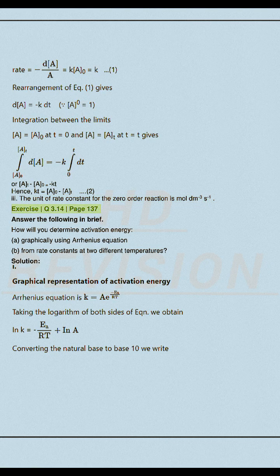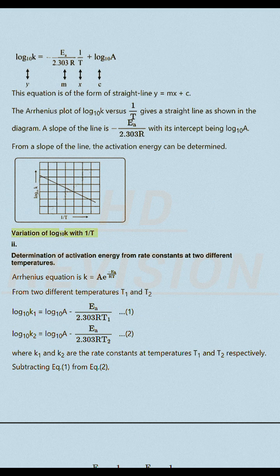Exercise Q3.14, page 137. Answer the following in brief. How will you determine activation energy? A. Graphically using the Arrhenius equation. B. From rate constants at two different temperatures. Solution. Variation of log10 k with 1/T. Determination of activation energy from rate constants at two different temperatures.